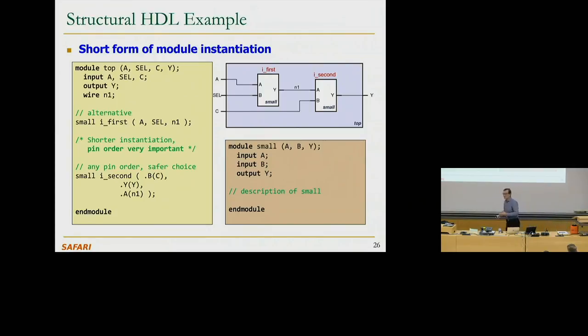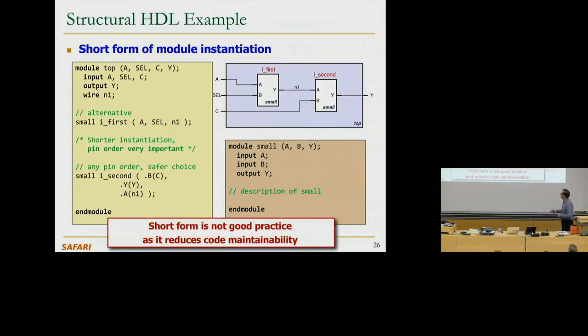It's not very nice, because if you make a mistake over here in the order, then the circuit will be messed up. Right? So this is a shorter instantiation. That's for convenience. But I would suggest it's not good practice because it reduces code maintainability. This is maybe cumbersome, but it's much more clear.